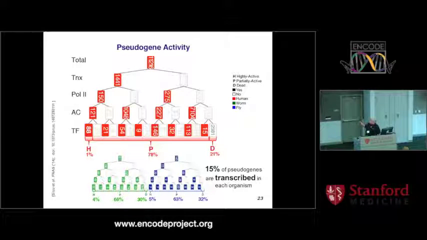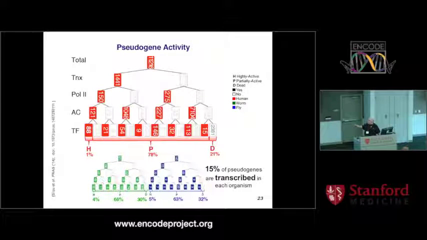So what we did using ENCODE and modENCODE data, and not just the transcriptional data, is we took all our pseudogenes in human, worm, and fly, and we layered on all this functional annotation data. So you can differentiate those that are transcribed, those that have active polymerase, those that have an active chromatin mark, such as K27 acetylation, and those that have transcription factor binding. And what you find is there's a small number of pseudogenes for each of the three organisms where you see all these things occurring.